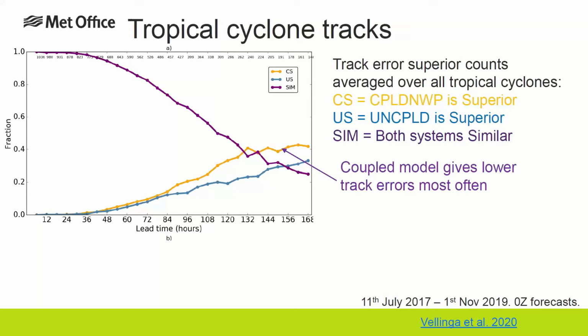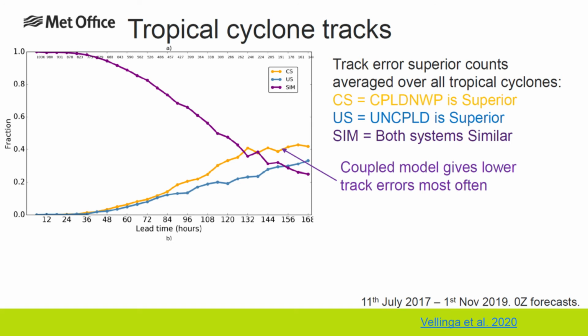We've also got a tropical cyclone tracking algorithm within the model. So during the forecast, we track tropical cyclones, and we designate them either as similar, as in the coupled model and the uncoupled model are too close together, or we say either the coupled NWP model is superior or the uncoupled model is superior. And then if you average over all the tropical cyclones throughout all the forecasts over a year and a quarter, then you get this plot here, and you can see that after about 84 hours lead time, the coupled NWP model starts to forecast the tracks of tropical cyclones more accurately.